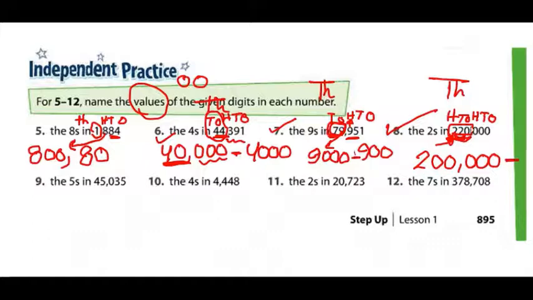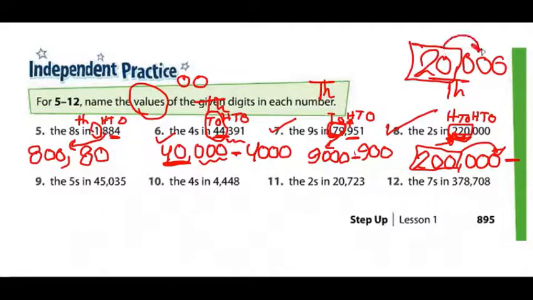And what about 2 in 10,000? 10 means 1 zero and 1,000 means 3 zeros. So it's 20,000. So here we have 200. Look, I read it 200, 200 what? 1,000. And here, 20,000.